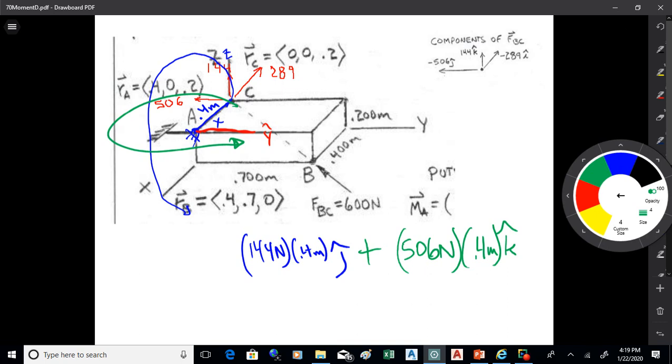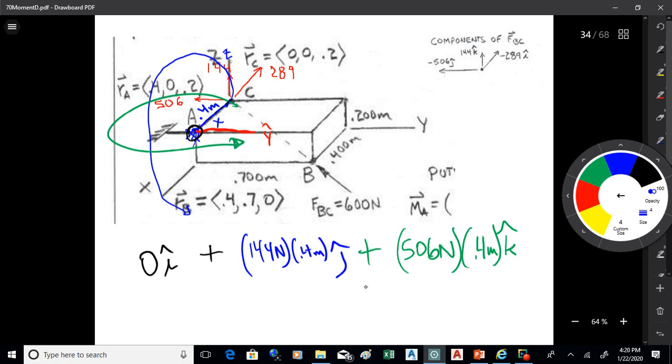How about the 289? What's that going to do? How's it directed, the 289? Right through the point. That's nothing, okay? So it doesn't do anything. Okay, because the 289 pushes right through the point. Each of the other two forces cause only one component of moment.